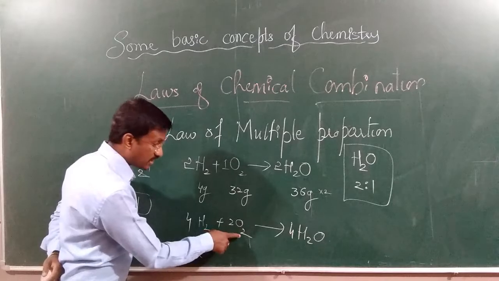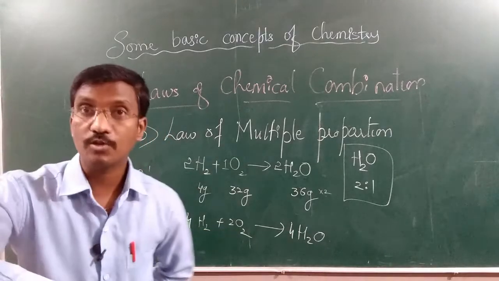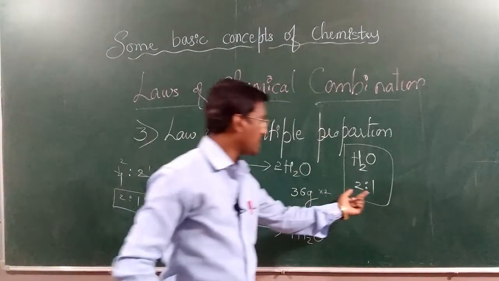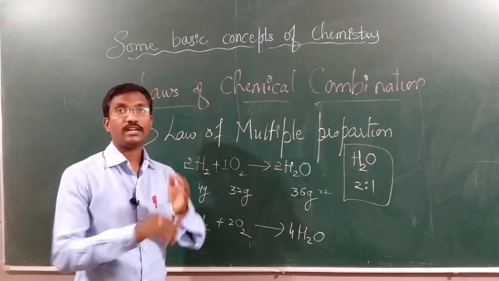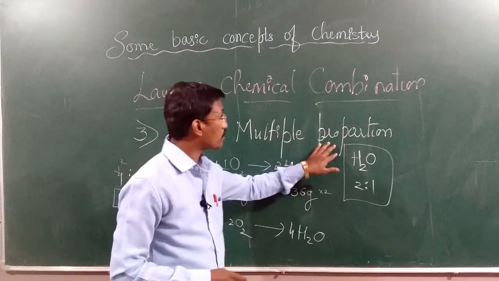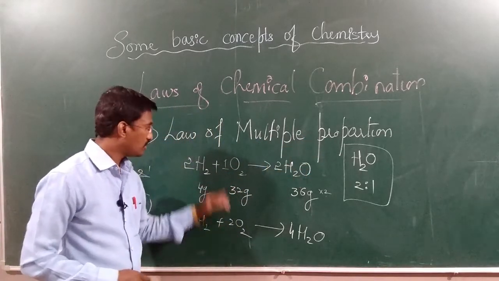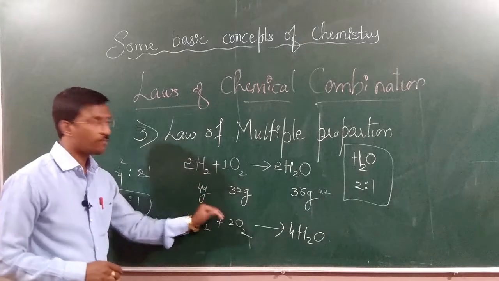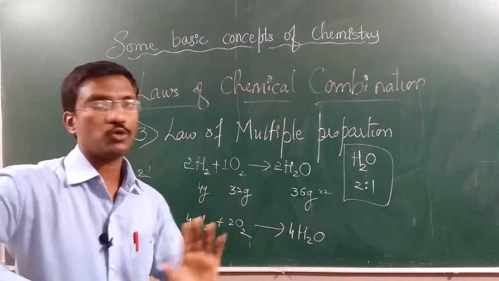If I take oxygen 3 moles, then I need to take hydrogen 6 moles. Means we have to maintain the ratio. Along with that, if we want to form this product in a different way, the multiple proportion should be a whole number. If we have taken 2, the corresponding ratio should be maintained. This is said by the law of multiple proportion.